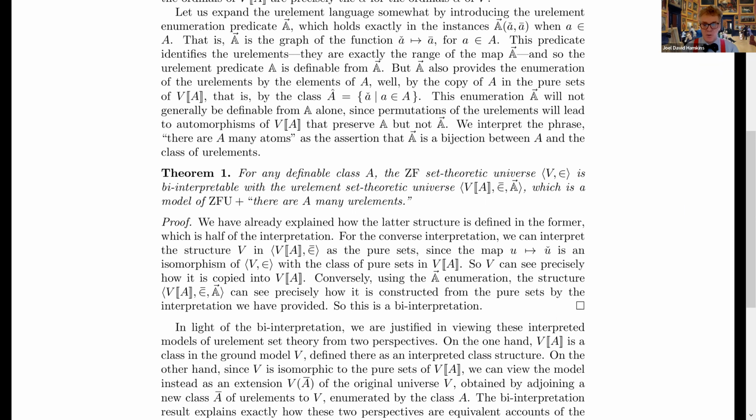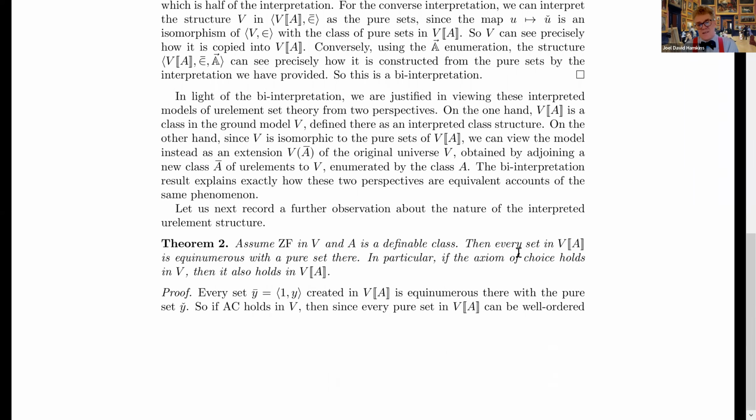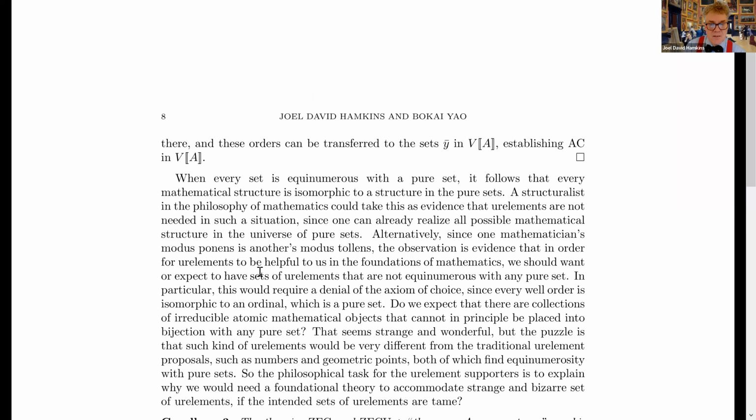So that's a bi-interpretation. And then one can observe a little more, namely, every set in V bracket A is equinumerous with a pure set, because Y bar is going to be bijective with Y check, which is a pure set, because V bracket A can build that bijection. I want to just dwell on this issue a little bit.